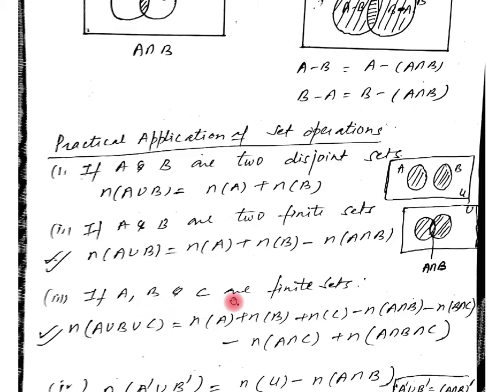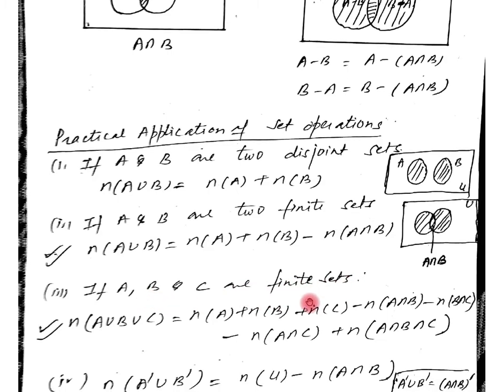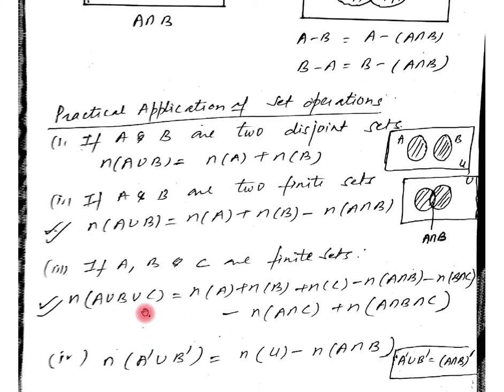Now, let us see the other result. When A, B and C are three finite sets, then the result is: n(A union B union C) is equal to n(A) plus n(B) plus n(C) minus n(A intersection B) minus n(B intersection C) minus n(A intersection C) plus n(A intersection B intersection C), meaning the common elements in A, B and C. See the result again: n(A union B union C) equals n(A) plus n(B) plus n(C) minus n(A intersection B) minus n(B intersection C) minus n(A intersection C) plus n(A intersection B intersection C).